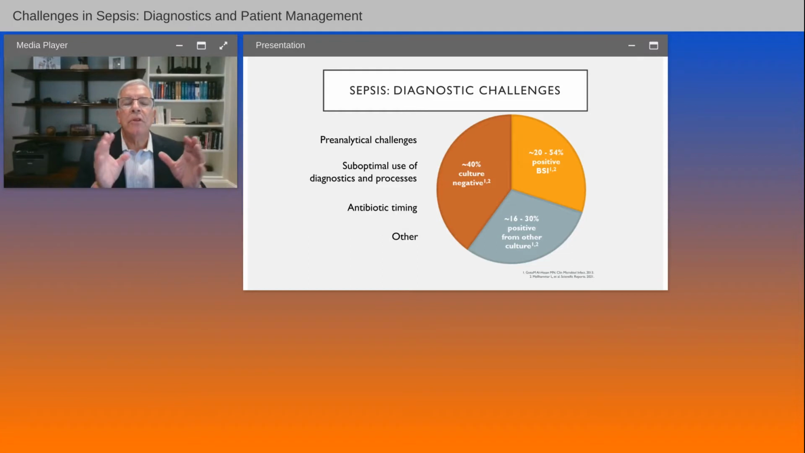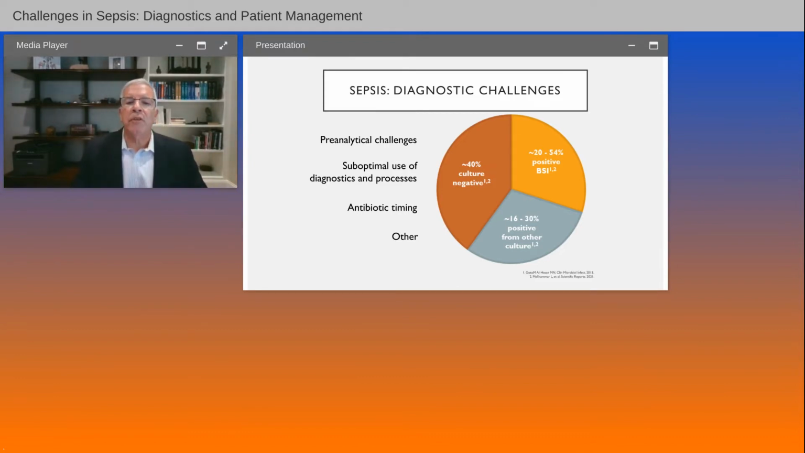So if we look at the broader picture, I think it's important that if you look at a population of septic patients, anywhere from 20% to 54% will have documented bloodstream infections. That is, we have a positive blood culture. Now, if you think about it, we're missing as many as 80% of the patients with sepsis with our blood cultures. And there are reasons for that, and that's what I'll explore in the next series of slides.